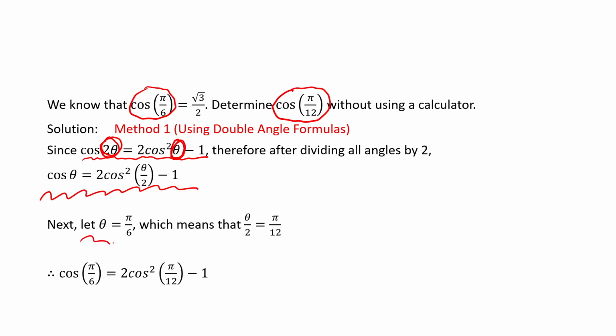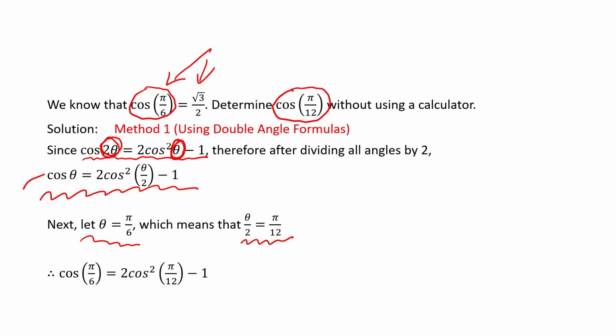Now we let theta be pi over 6. Let theta be the angle that you know about. So let theta equal pi over 6. What I mean is we know about pi over 6. It's right there. So we let theta equal pi over 6, which means theta over 2 is half of pi over 6, which is pi over 12.